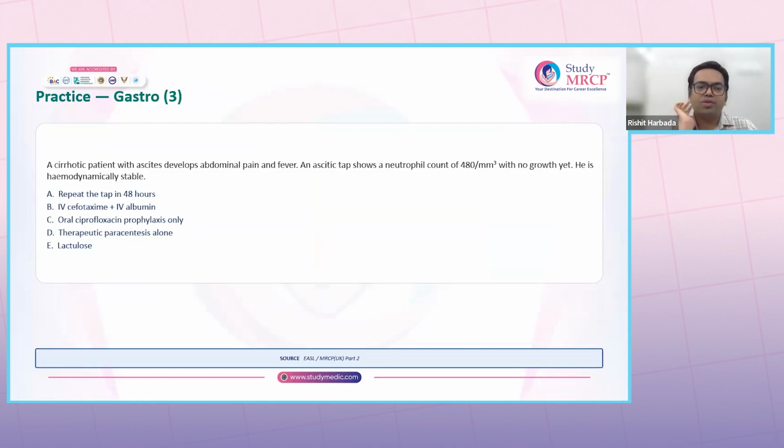read it. A cirrhotic patient has presented with ascites, develops abdominal pain and fever. The ascitic tapping is done and it shows 480 neutrophils. So the cells are more than 250 and the patient is hemodynamically stable. What are you going to do here? Repeat the tap in 48 hours? Give cefotaxime plus albumin, or give oral ciprofloxacin? Give therapeutic paracentesis, or give lactulose?